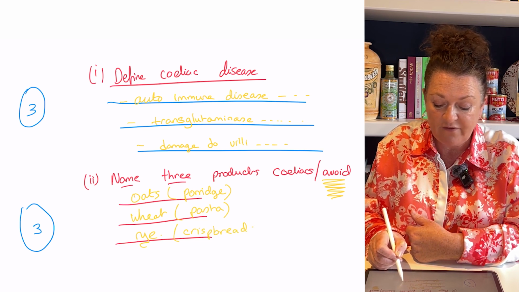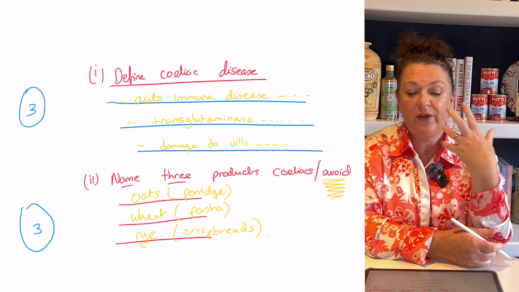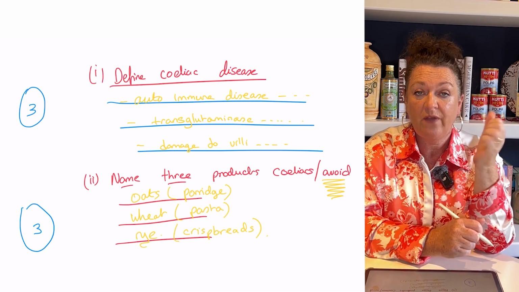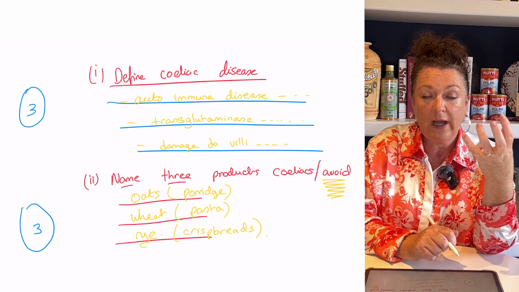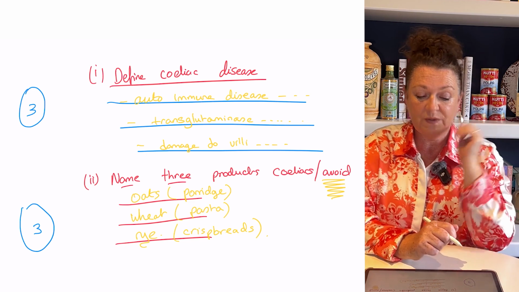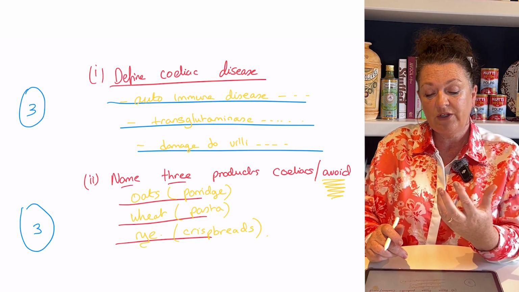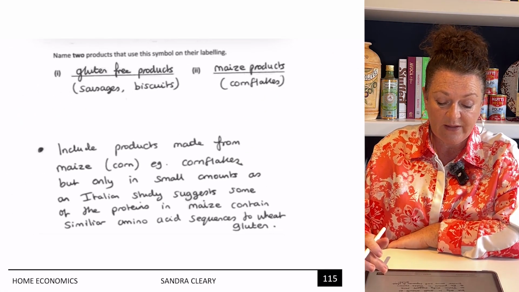And I think that is a far superior answer than just writing down 3 foods. The examiner knows this student knows that there's gluten, not just in wheat, but also, albeit in a lesser amount, in oats and rye. So there are 3 different occasions that celiac disease was asked on the exam.